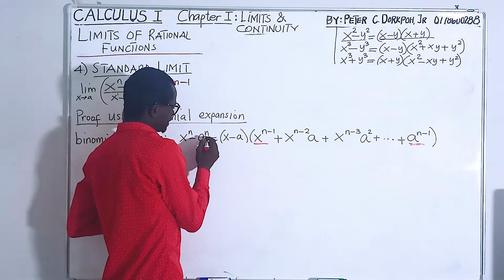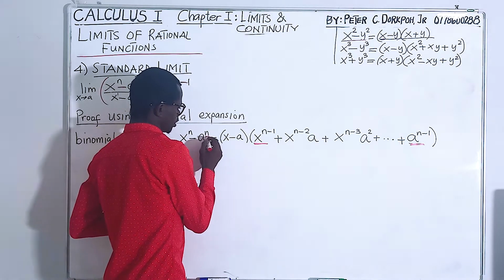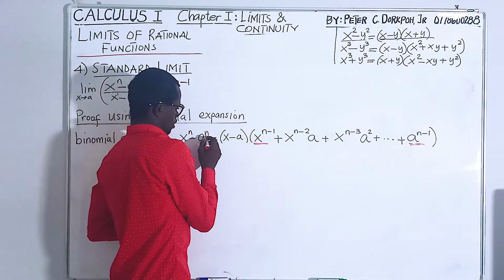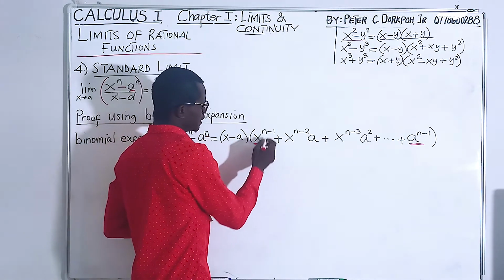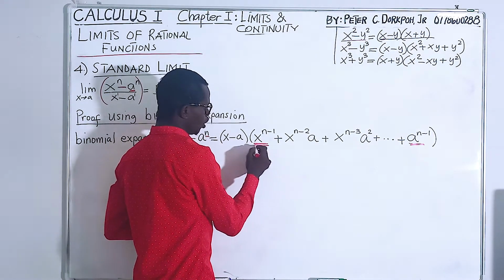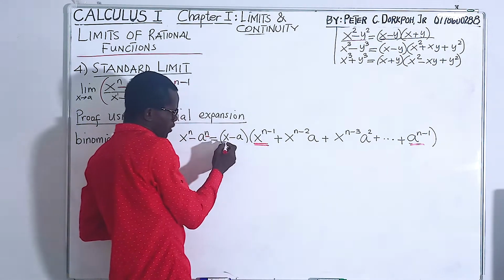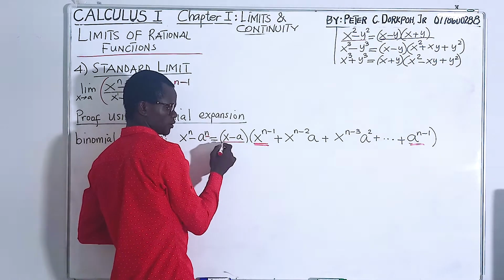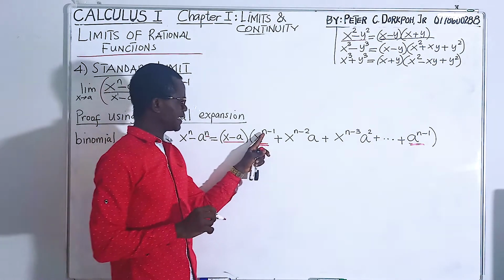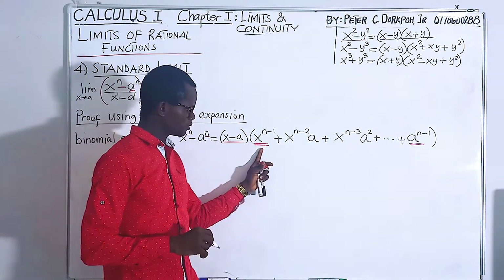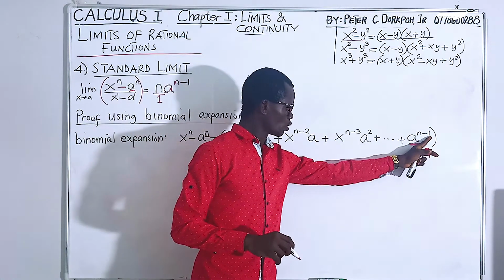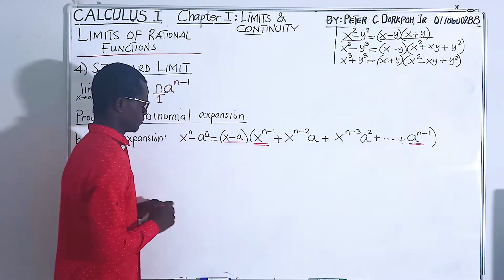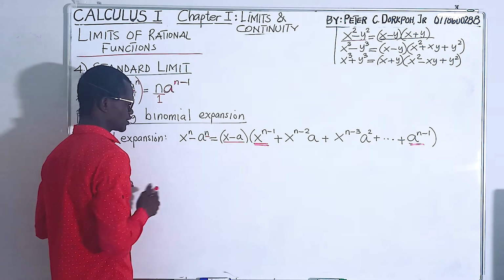Now, the highest power right here cannot be the highest power right here. It will drop by 1 because we have already extracted 1 from here. So that's the reason why you see n minus 1 to be the first term here and n minus 1 to be the first term at the end. Let's prove it. Let's try something.